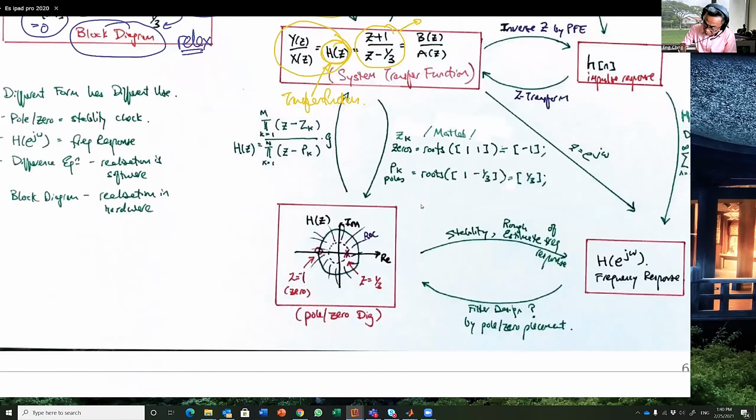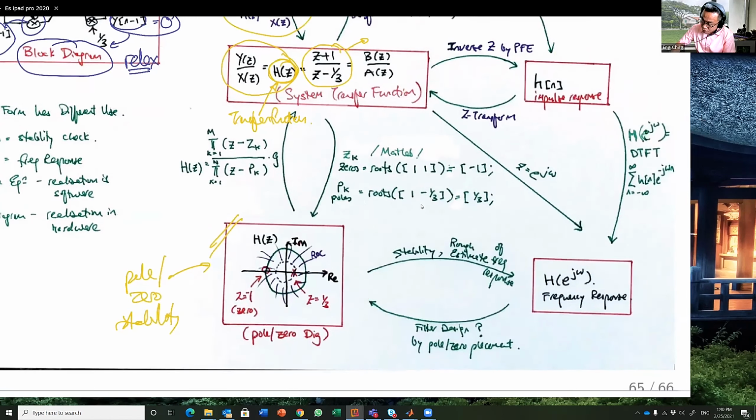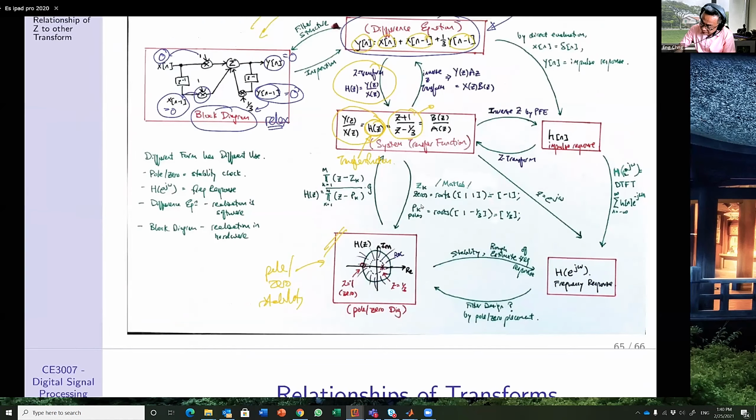We have done transfer function, we have done pole and zero, as well as stability. And the final two things we didn't do are h[n] as well as H(e^jω), which we are going to tackle. Now, let us tackle h[n] first.